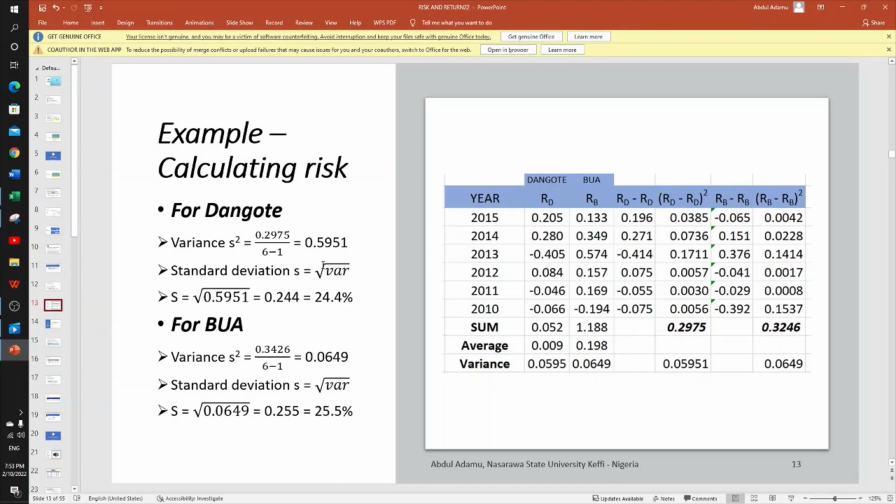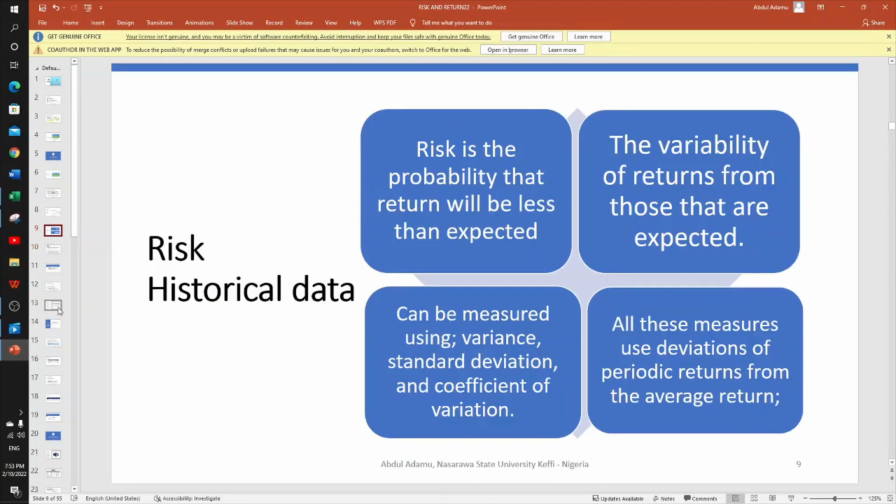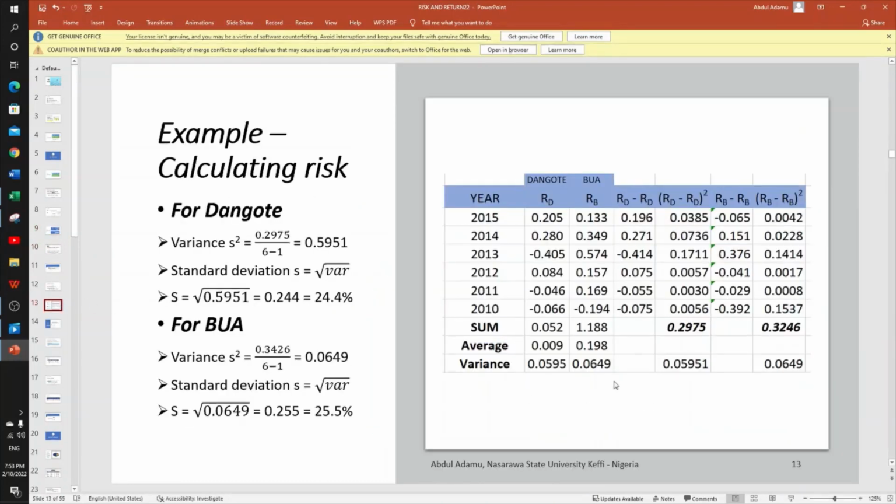If you go back to our computation of return, which is also here, BOA has 19.8%, while Dangote has 0.87%. This shows the balance, that the higher the risk, the higher the return. You can see the risk for this is high, so the return also is high. The risk for this is lower than this, so the return also is low. This is how we calculate.